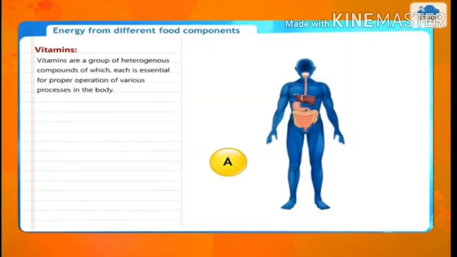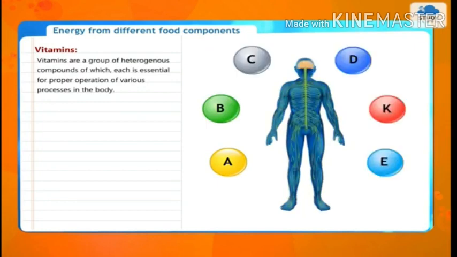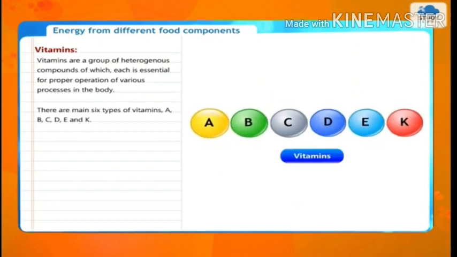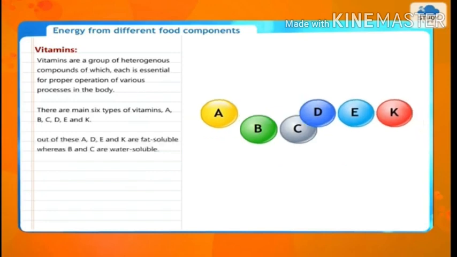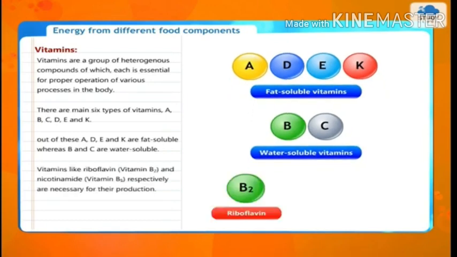Vitamins. Vitamins are a group of heterogeneous compounds, each of which is essential for the proper operation of various processes in the body. There are 6 main types of vitamins: A, B, C, D, E and K. Out of these, A, D, E and K are fat soluble, whereas B and C are water soluble. Vitamins like riboflavin, vitamin B2, and nicotinamide, vitamin B5, respectively, are necessary for their production.